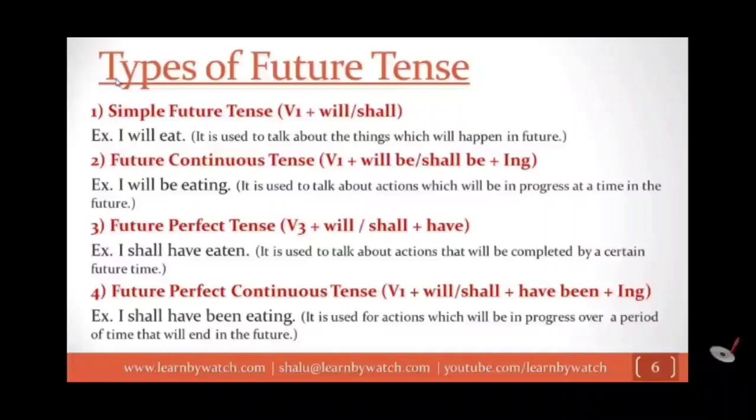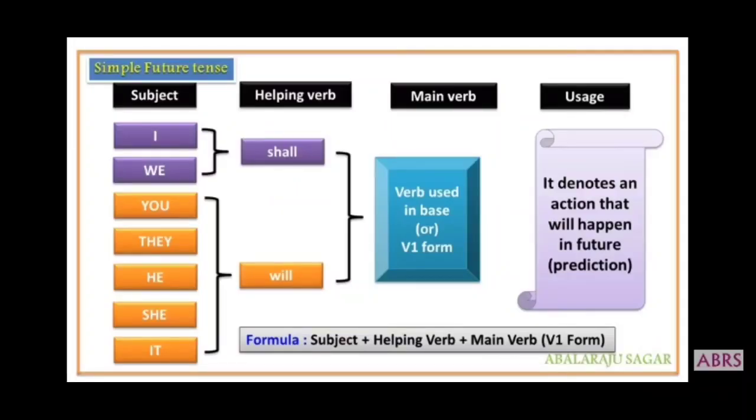Now we will see the illustration with examples. For simple future tense, for the subjects like I and we use shall as helping verb, then the base form of the verb. And for the subjects like you, they, he, she, it, we use will and then the base form of the verb. Okay, however, will can be used with all the subjects depending on the situation. Alright, the formula is subject plus helping verb, means will or shall, and then the base form of the verb. It denotes an action that will happen in future, like prediction. We can guess that something has not happened till now but will happen in the future.